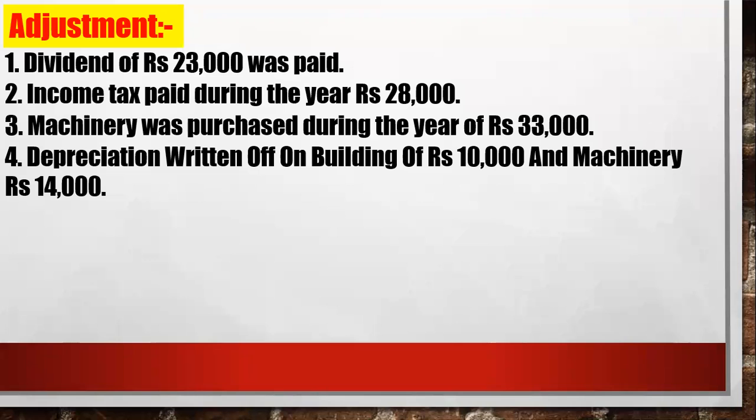So you have to give the two effect of this income tax paid during the year. First effect of this 28,000 will go in the debit side of the provision for tax account, and less from operating activity. Okay.